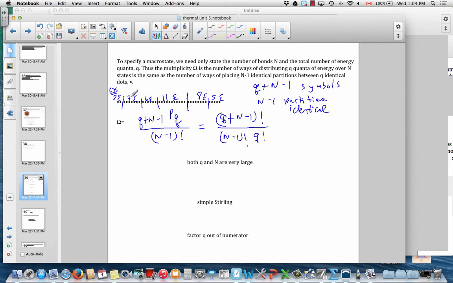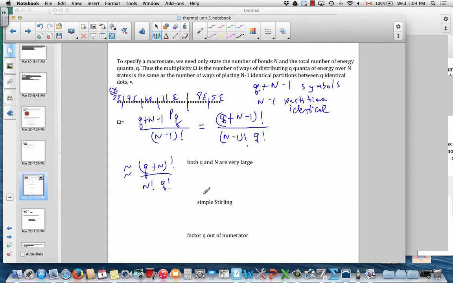So that's the number of ways to take Q quanta of energy and split them up over n bonds using n minus 1 partitions. Now, because both Q and n are very large, we can approximate this. We could just drop the 1, and we could say, okay, it's just Q plus n factorial over n factorial Q factorial.